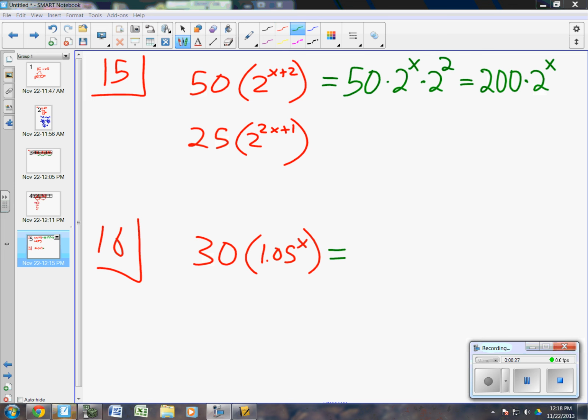Okay, so if we're using the same strategy right here, what would I write? Times 2 to the 2x times 2 to the 1 power, which we can just leave as 2, right? Okay, 25 times 2 is what? 50 times 2 to the 2x.